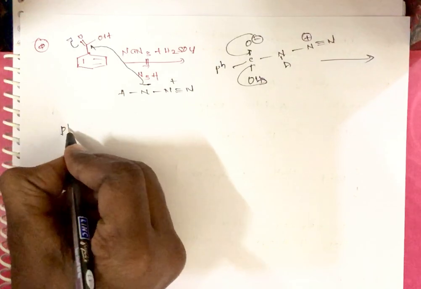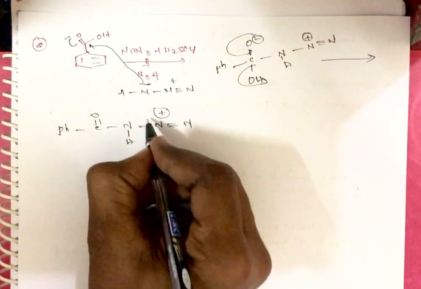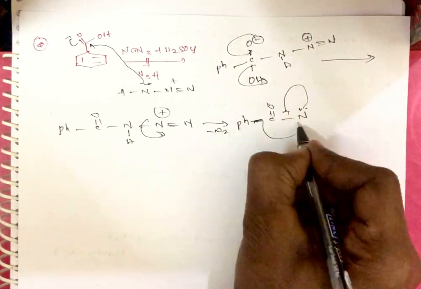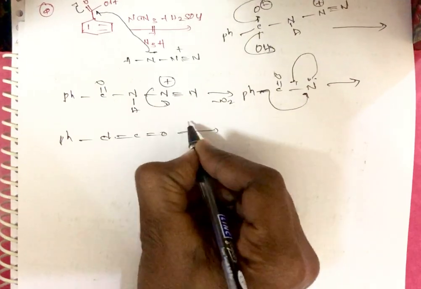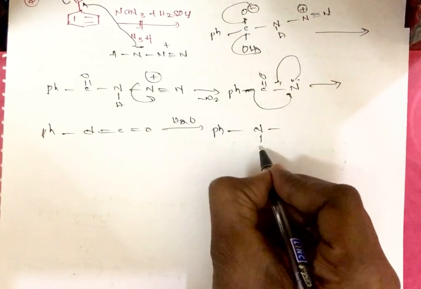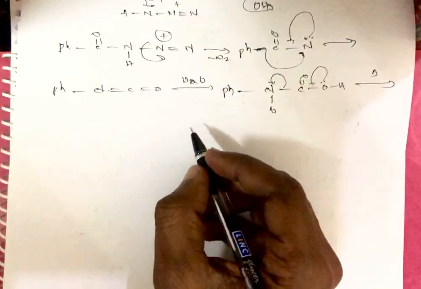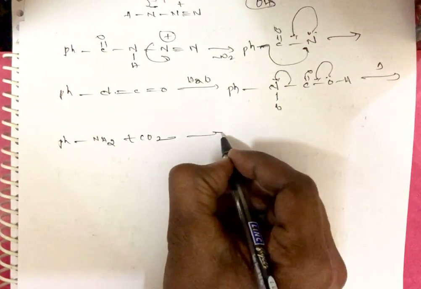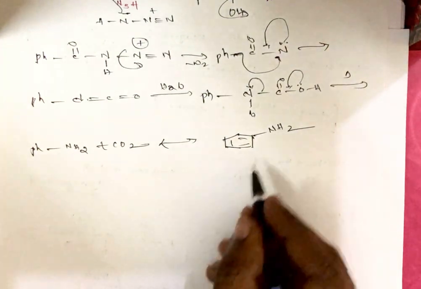Then we get PhC=O with N triple bond N. Again the nitrogen will leave, and we get the nitrene as it is. This bond migrates, and this bond migrates towards the nitrogen, and we get the isocyanate, N=C=O. Again it is treated with a water molecule, giving the carbamic acid. With heating, we get PhNH2 plus carbon dioxide. So this is the primary amine, our product.